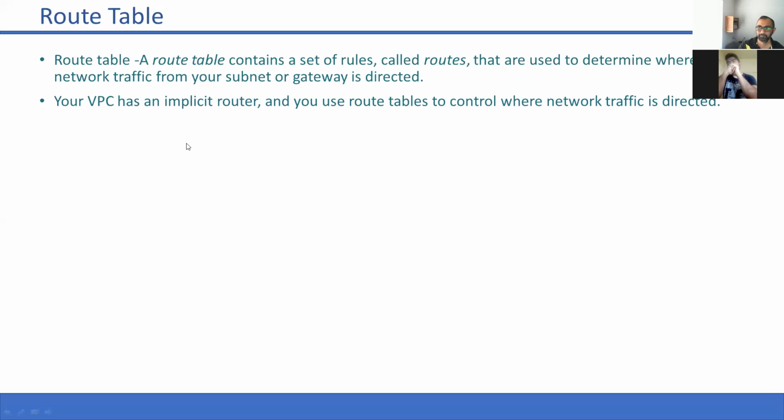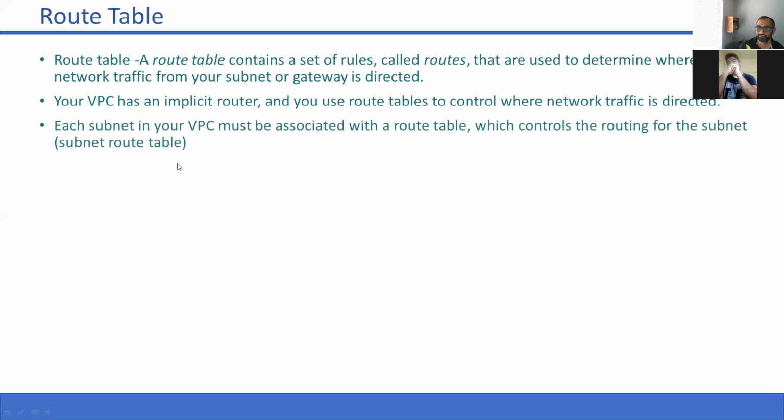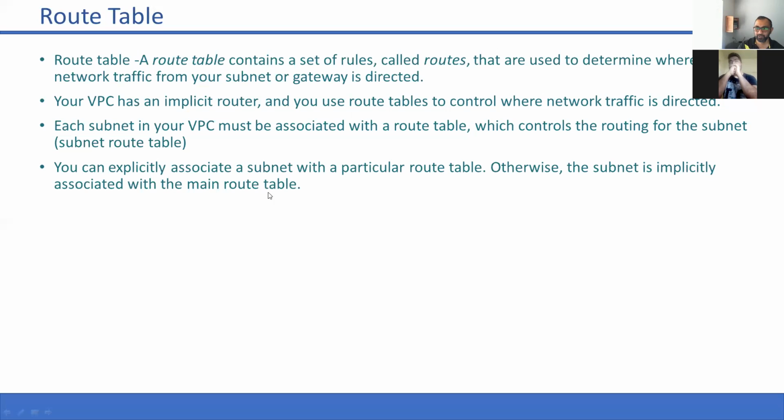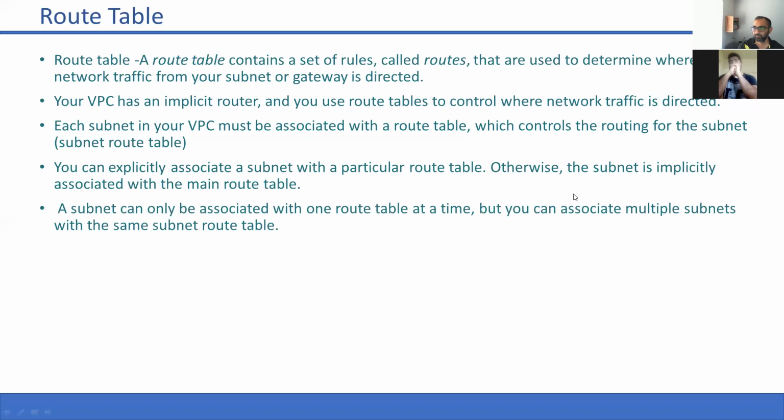Your VPC has an implicit router, and you can use route tables to control where traffic is directed for each subnet. And remember, every subnet can have only one route table. However, one route table can be attached to multiple subnets. It's a very important point. You need to memorize that. You can explicitly associate a subnet with a particular route table. Otherwise, the subnet is implicitly associated with the main route table.